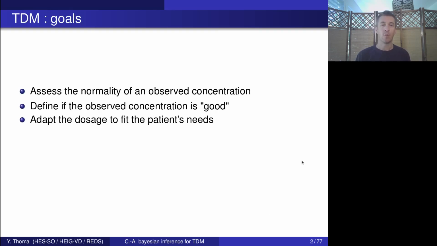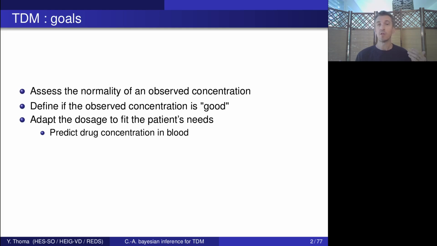So, what is TDM? You already know that, I guess, but here I'm just resuming the goals. So, the idea is to assess the normality of an observed drug concentration in blood, to then define if it's good or not for the patient, and if that's not the case, the idea is to adapt the dosage to fit the patient's need, as we are all different. So for that, we need different things.